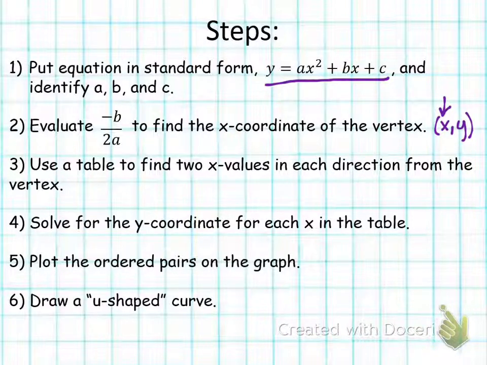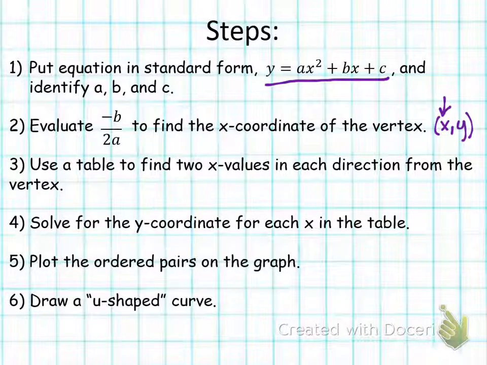So once you know where the point of the U is, right, it's either going to be the max or the min, the vertex. So once you know that middle point, you're going to use the table. You're going to find two x values that are bigger than the vertex x, and then two x values that are smaller than it. Then you will solve for the y coordinate of each of those to complete your table, and plot those ordered pairs on your graph. And finally, you'll connect them with a U-shaped curve. Any questions on any of the vocabulary up here before we get started?